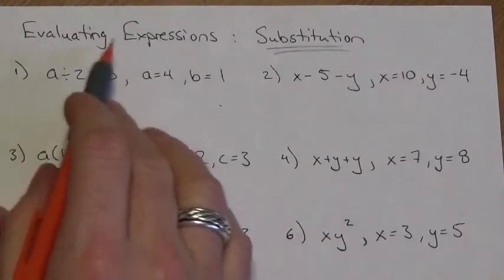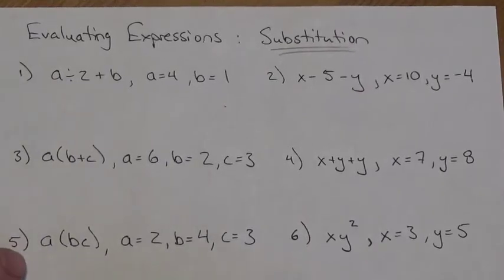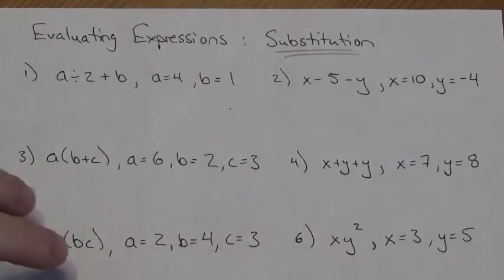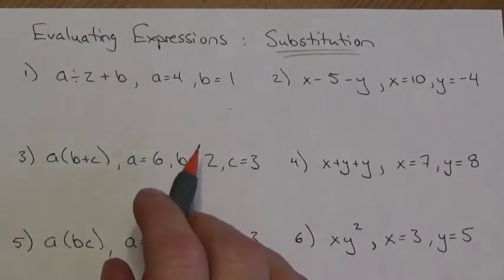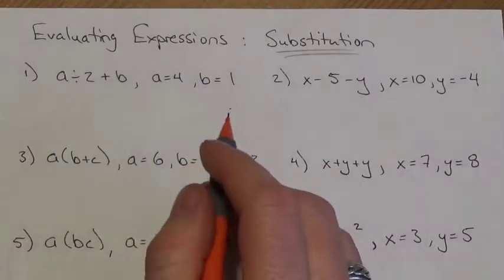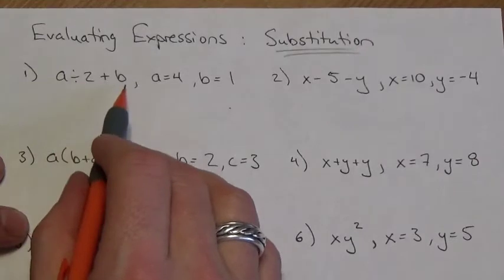Now, granted, when we talk about evaluating expressions, usually our goal is to get a single value at the end. In a couple of these, though, that won't be the case. But I do have a point behind doing this. I want to make sure that everybody is comfortable with this idea of variable substitution. So, for example, in question 1 here, I've got a divided by 2 plus b.